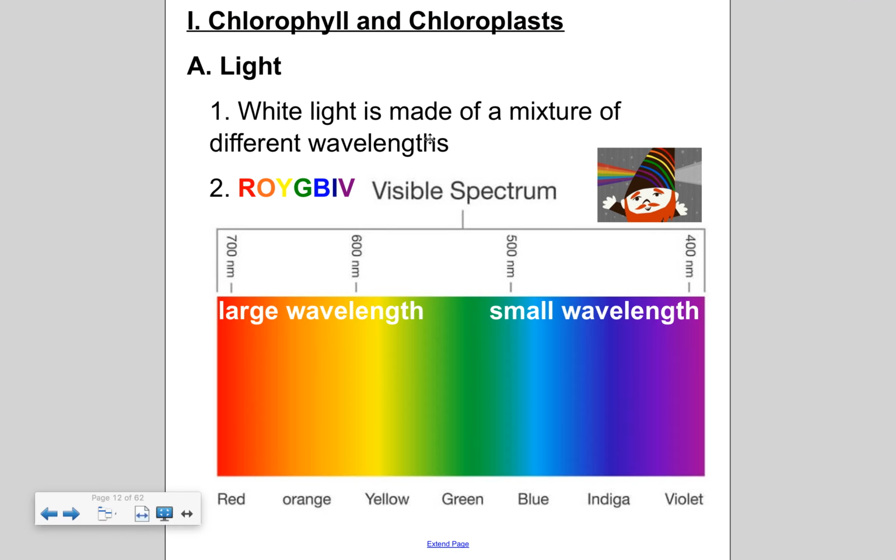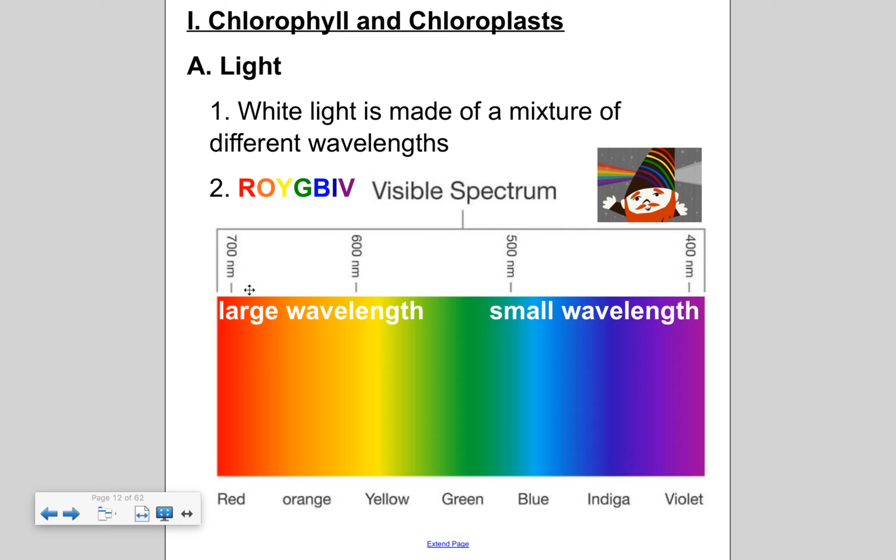Okay, so chlorophyll and chloroplast. The chloroplast is the organelle in which photosynthesis takes place. Okay, and inside the chloroplast we have a pigment called chlorophyll, and chlorophyll absorbs light. Now, white light is made of a mixture of different wavelengths. In this case, it's Roy G. Biv. And maybe you remember the magical little elf called Roy G. Biv. Okay, and he comes out and makes a rainbow. But Roy G. Biv is the visible spectrum that we can see with our eyes.